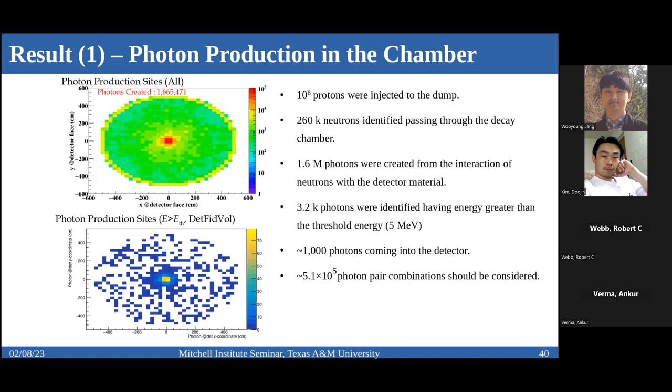Do you know how many are inside? Yeah, that's the one that I didn't know. Oh, yes. So that relates to the photon production.